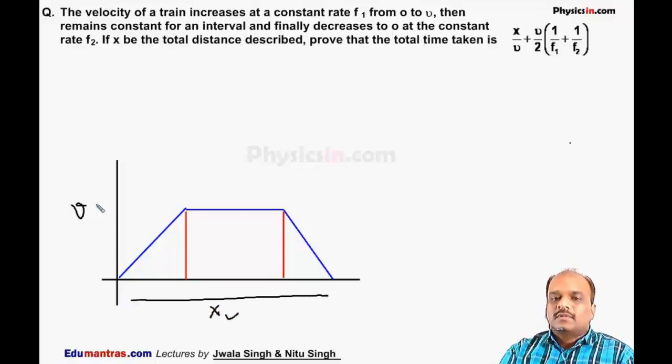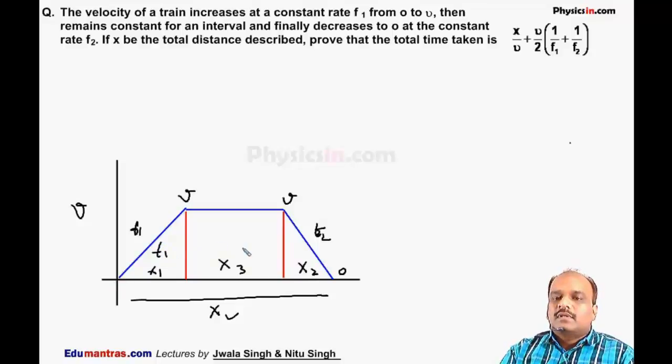It is given, this speed is v, it increases with a constant rate f1, it decreases to 0 with a constant rate f2, final velocity here is 0. For some interval it moves with speed v. Let this distance be x1, let this be x2, let this be x3. Let this time be t1, let this time be t3 and let this time be t2. Now let this point be O, here the speed is 0, let this point be P, let this point be Q, let this point be R.